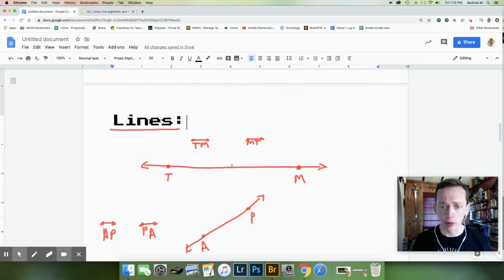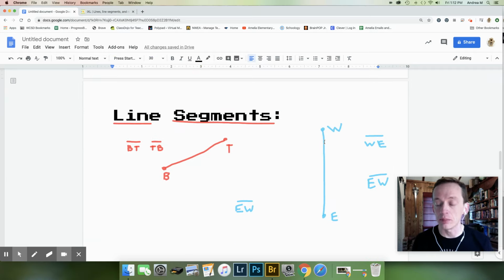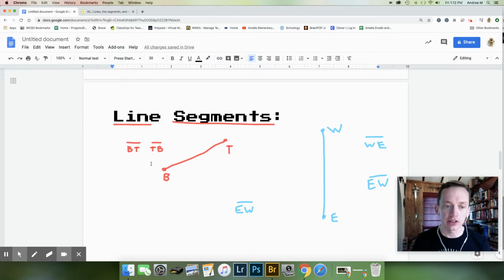All right, so let's look at that again real fast. Lines go in both directions and never stop. They're labeled with a smaller version of itself, with little arrows. This one here is TM or MT, that way. Line segments have a very clear beginning and end, marked by end points because they're points at the end. In this case, it is BT or TB.